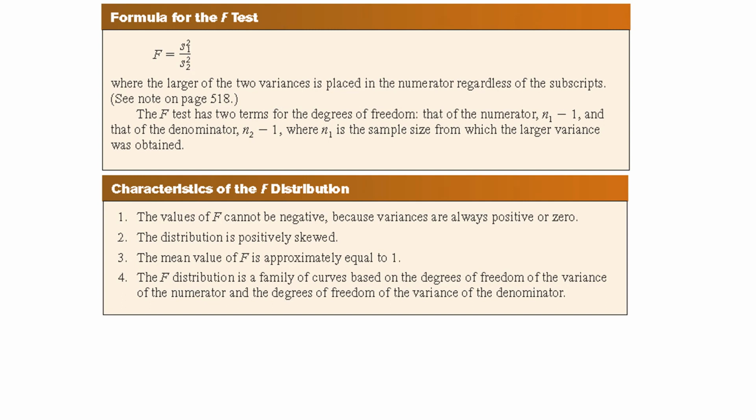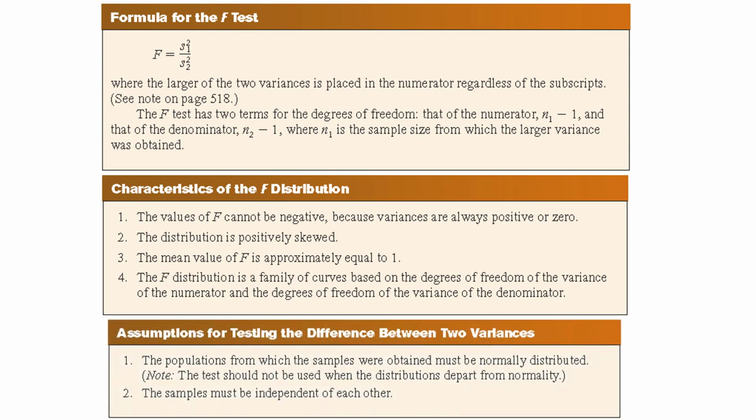So when we are finding the F-test value, the larger of the variances is placed in the numerator of the formula. This is not necessarily the variance of the larger of the two sample sizes. Okay. So this would be the assumptions. The population from which the samples were obtained must be normally distributed, and the samples must be independent from each other.